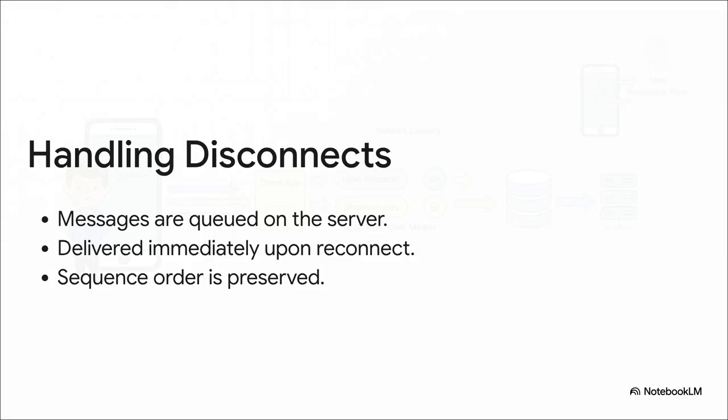Well, because the system isn't trying to force real-time delivery at all costs, it handles this so gracefully. The server doesn't panic, it just waits. It holds onto your messages in a queue. The very moment you reconnect, it sends that whole batch down to your phone. And thanks to those conversation-scoped sequence numbers we talked about, your phone puts them all back in the right order. No data lost, no mess.